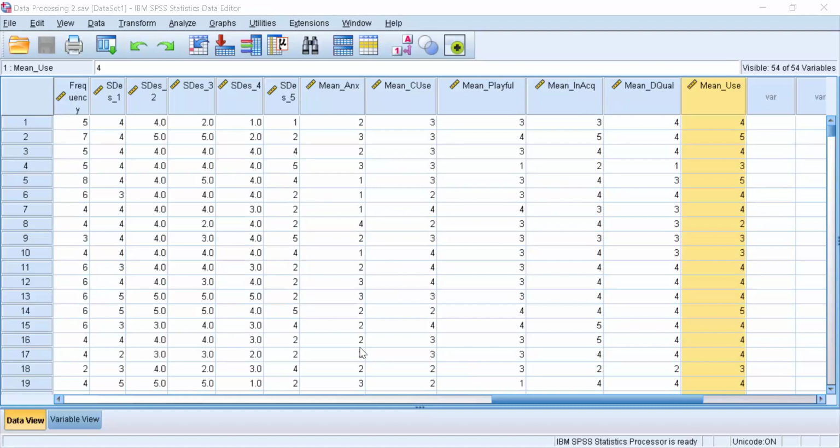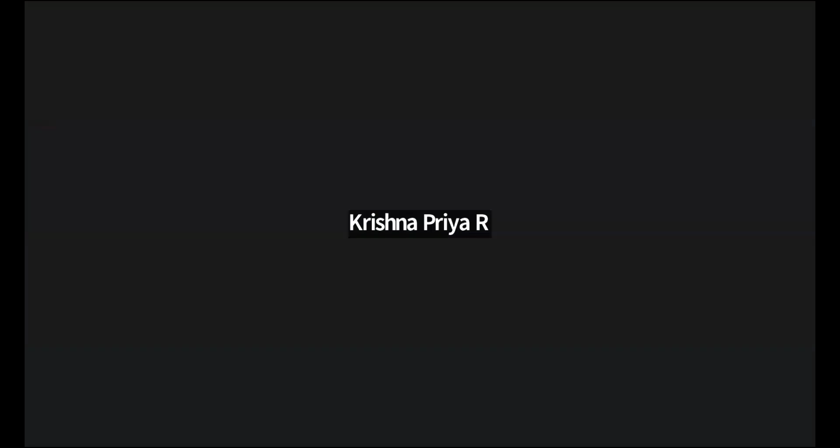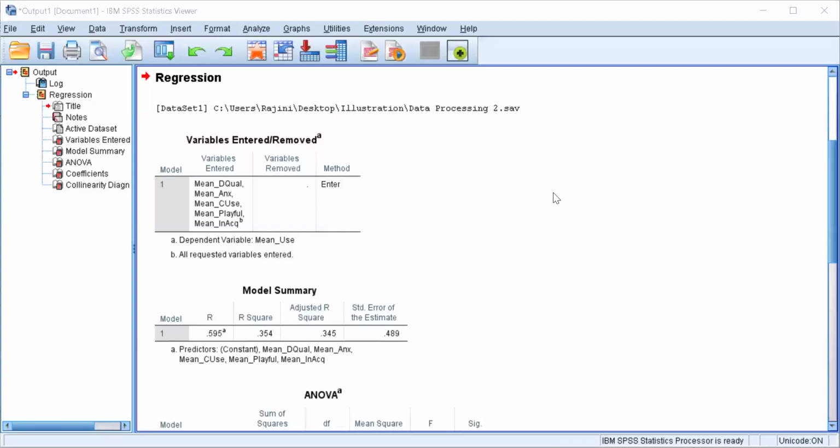I will probably have to stop and share again because you are not seeing the new screen. Now this is the output screen. Just a minute, I think it is coming. Now you have the output screen here. How do you read it? Let's read it together. This was the method that we used for regression, right? So it will tell you which method you have used.